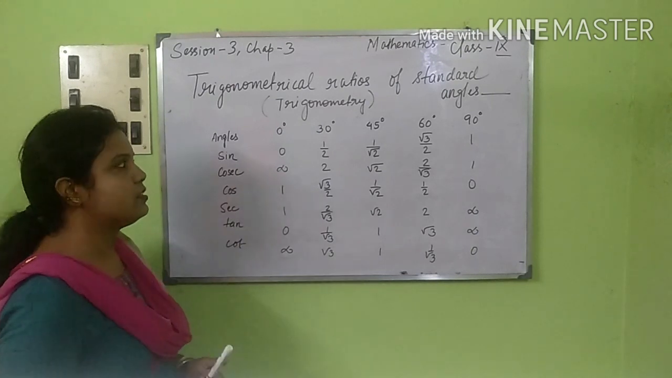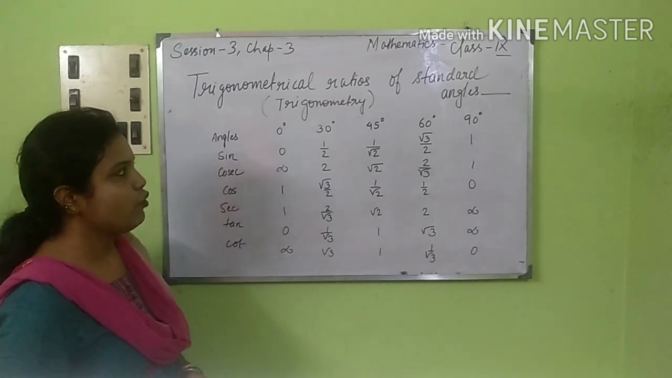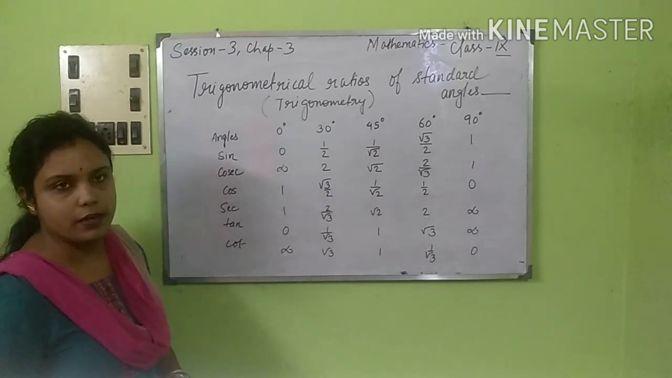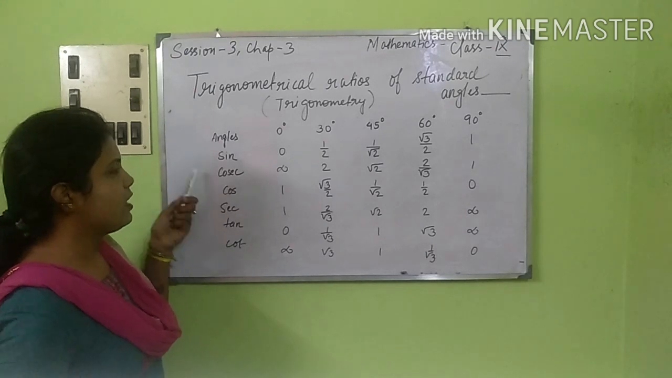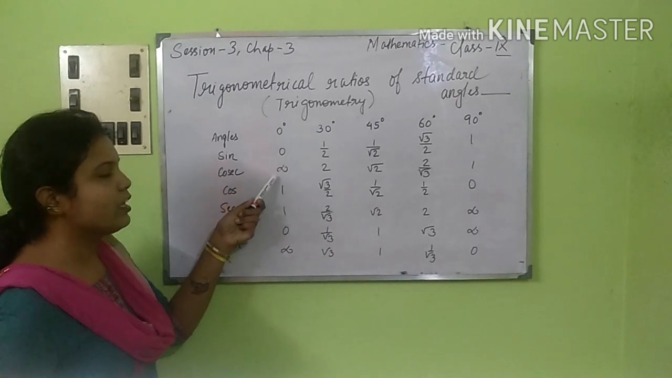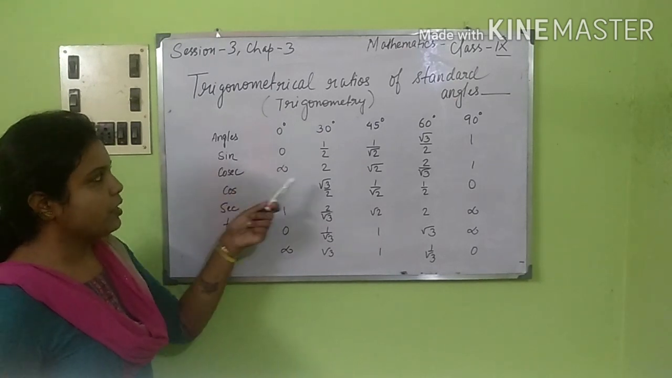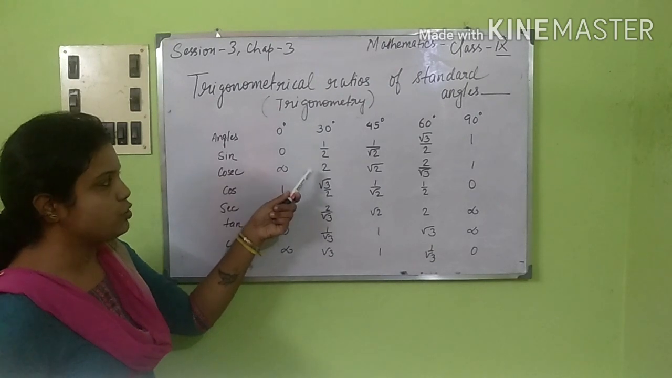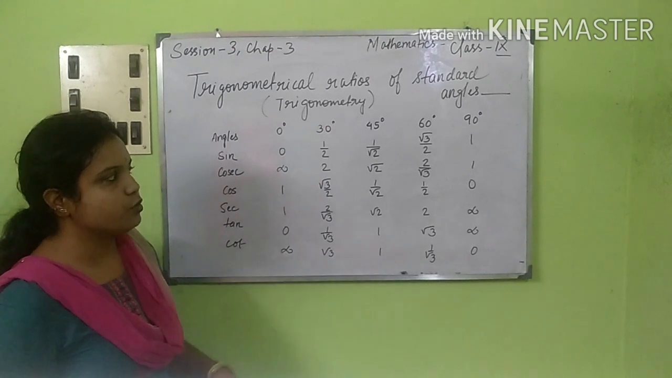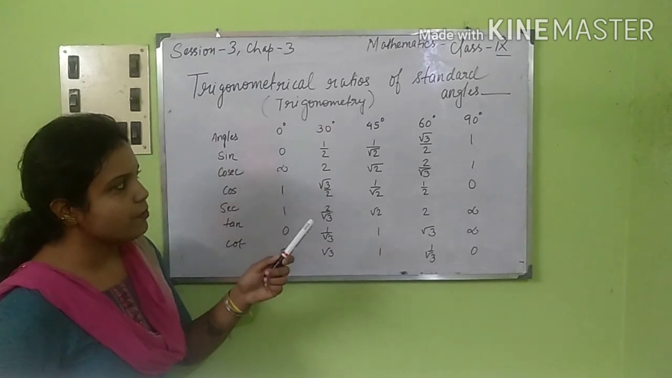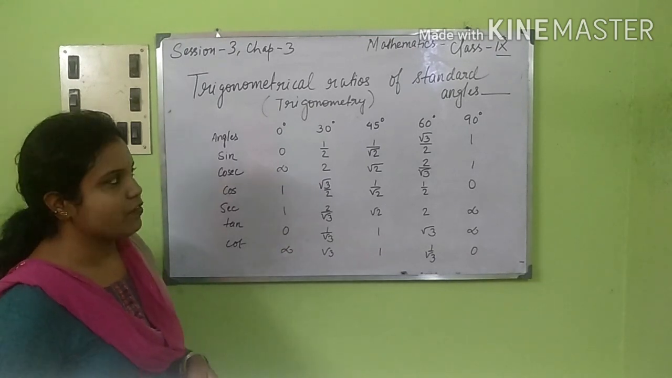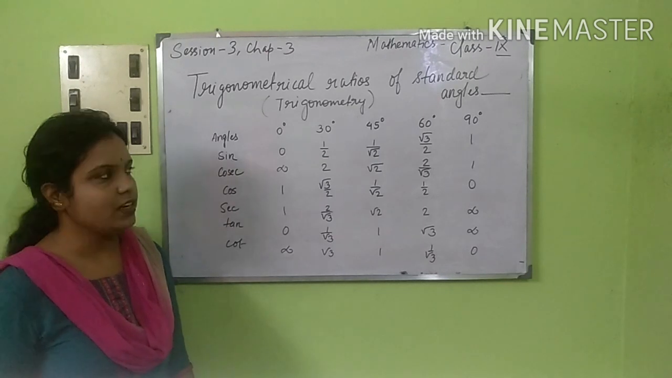Sine of 0 degree is 0, sine 30 is half, sine 45 is 1 by root 2, sine 60 is root 3 by 2, sine 90 is 1. Next comes cosec. As you know, cosec is the reciprocal of sine. So 1 by 0 gives you undefined. 1 by 1/2 gives you 2. The reciprocal of 1 by root 2 gives you root 2. Reciprocal of root 3 by 2, that is the 60 degree value, gives you 2 by root 3. And ultimately cosec of 90 degree gives you 1 because 1 by 1 is 1.